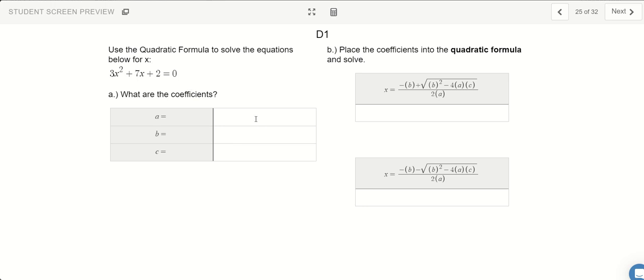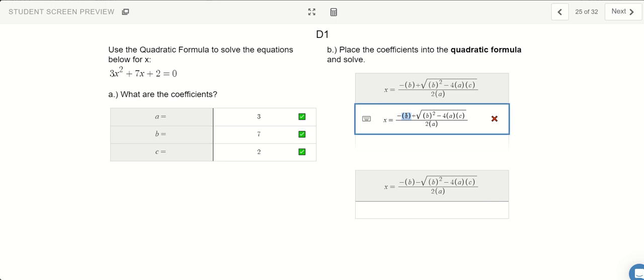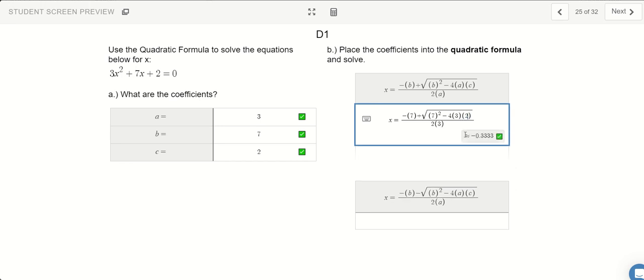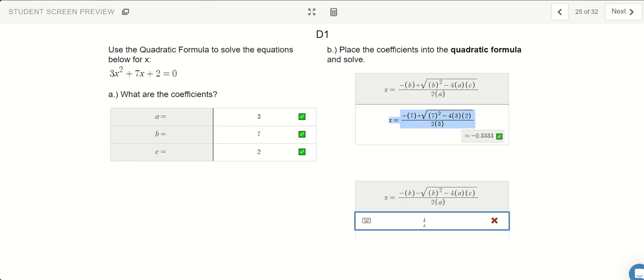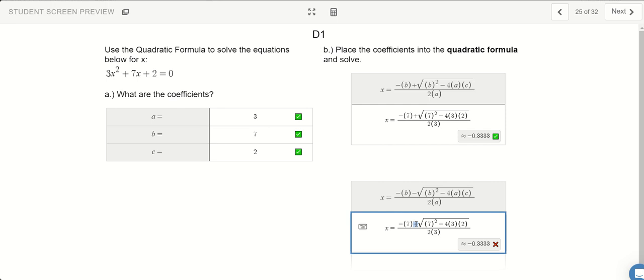Again, here we have a equals 3. In front of x we have 7. Our constant is 2. And now we can plug that into our formula. All right, replace b with 7. Replace a with 3. And replace c with 2. All right, and there we go. That's one of our answers. And remember that when we square root, there are two versions, a positive and a negative version. And that's our other answer.